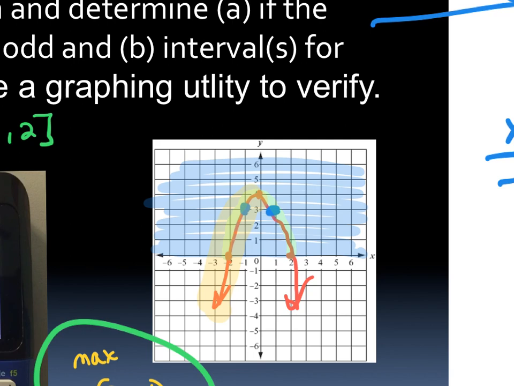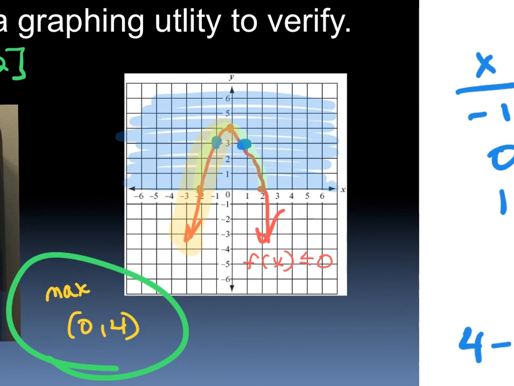If it had said for what values is f of x less than or equal to 0, now I'd be using these ranges down here. So I'd be saying from negative infinity to negative 2, bracket, because it's or equal to, and so the union, 2 to positive infinity.